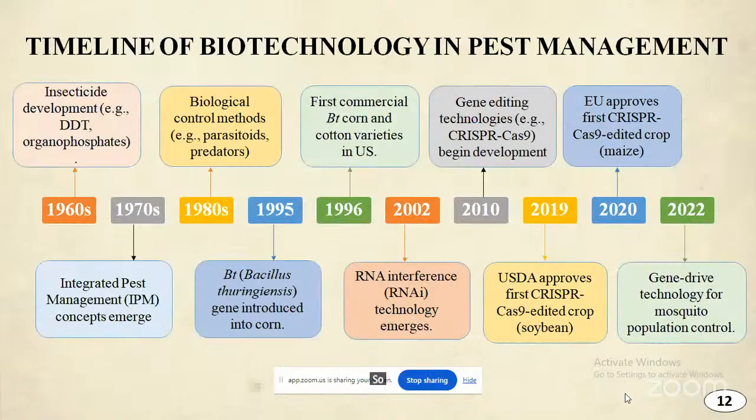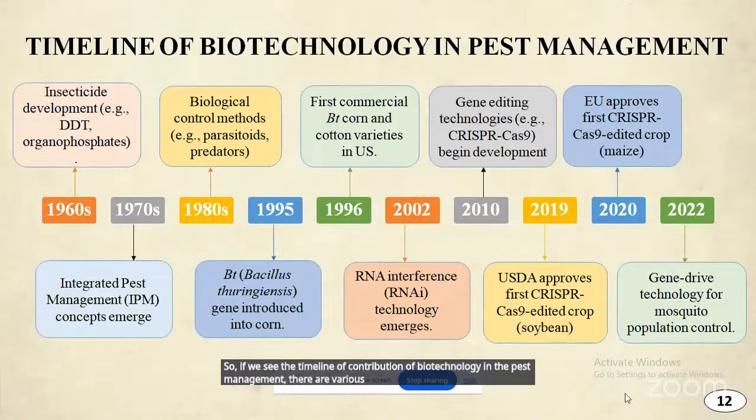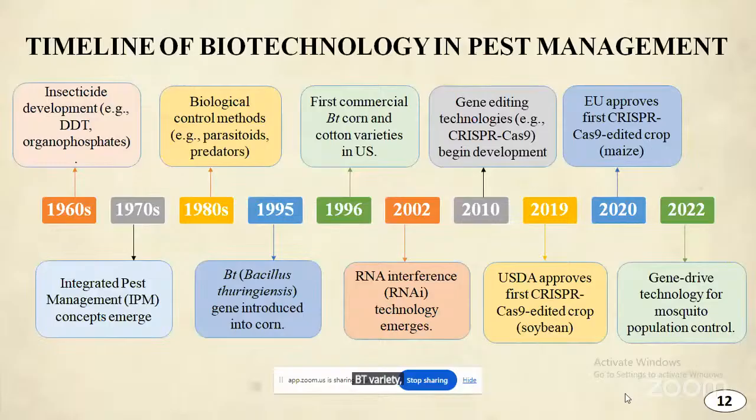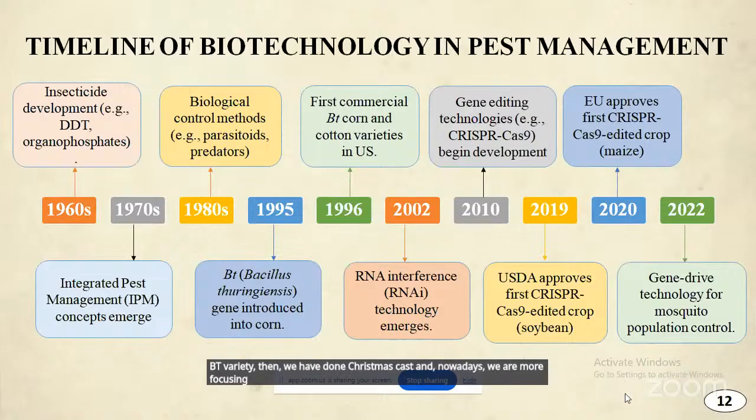So if we see the timeline of the contribution of biotechnology in pest management, there are various approaches we have taken. The first one was the Flavr Savr tomato, then there is RNAi technology. After that, we developed various Bt varieties. Then we did CRISPR-Cas, and nowadays we are focusing more on gene drive technology.